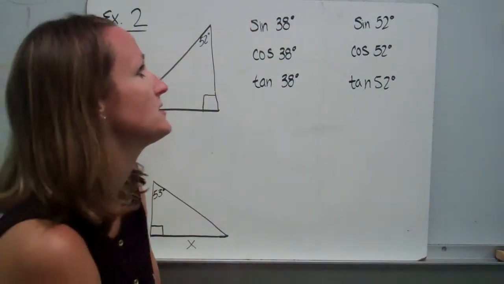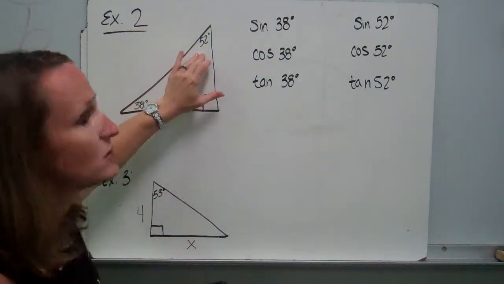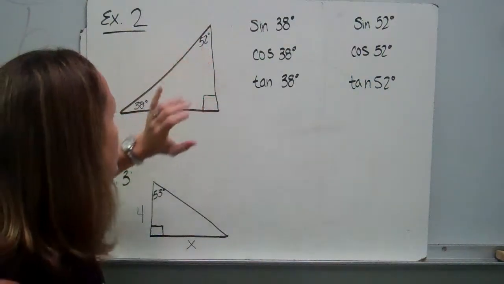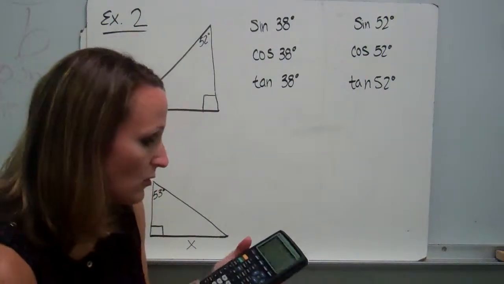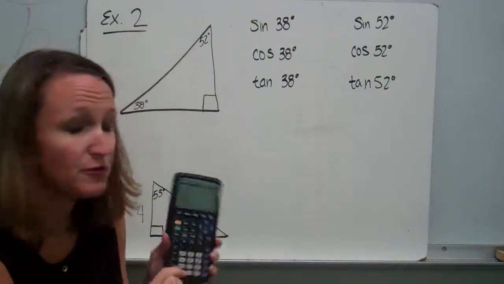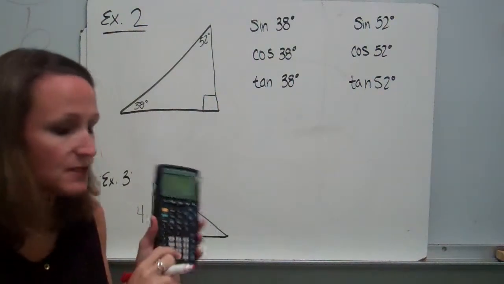Alright, so what if we want to find the angle? If we want to find the actual angle measurement, the sine of 52 or the cosine of 52, we're going to put it into our calculator. Now you've had these calculators forever, and I'm sure you've noticed where it says sin, cos, and tan.